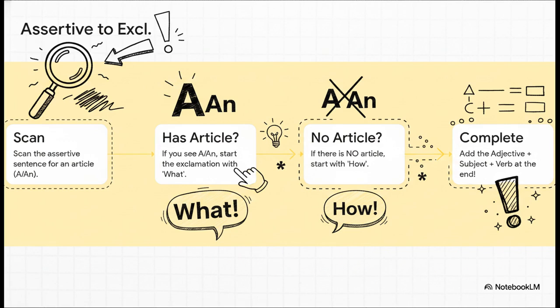The secret trick? Scan the original sentence for an article. If the assertive sentence says, "It is a very charming scenery," you see that A, right? So you immediately start the exclamation with, "What a charming scenery it is." If there's no article present, you use how. It's a purely mechanical, foolproof method, and it works every single time without altering the core meaning.